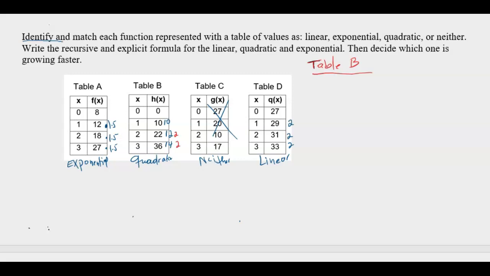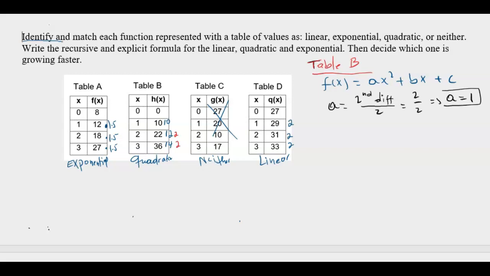The first thing we know is that the quadratic function is written as f of x equals ax squared plus bx plus c. So that's the standard form. We also know that a is equal to the second difference divided by 2, so half of the second difference, which in this case is 2, so it's 2 divided by 2, which makes a equal 1. So we need that number. The second thing we're gonna do is find c. We know the c value is f of 0, so c is equal to f of 0.